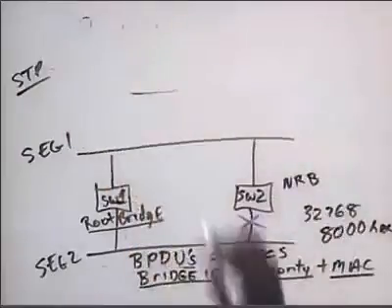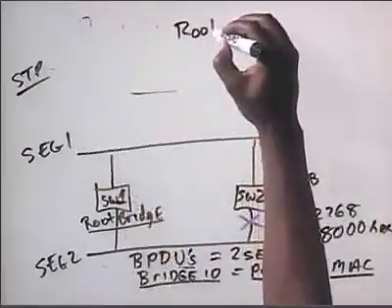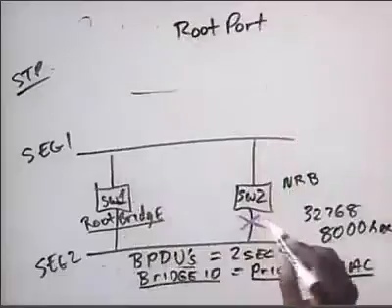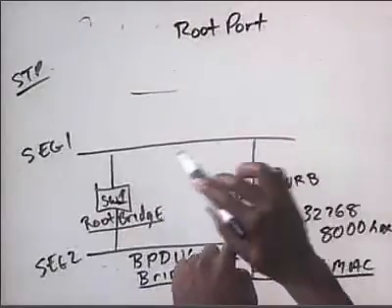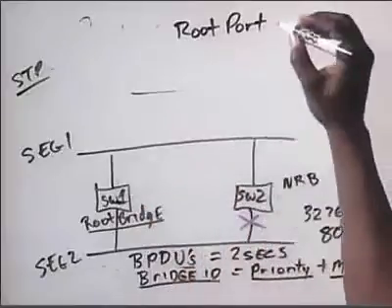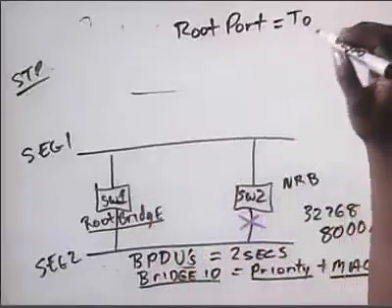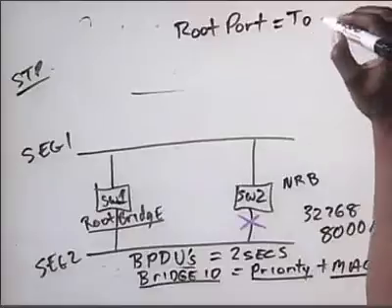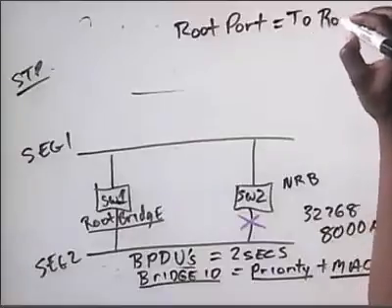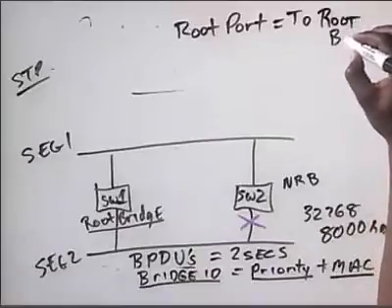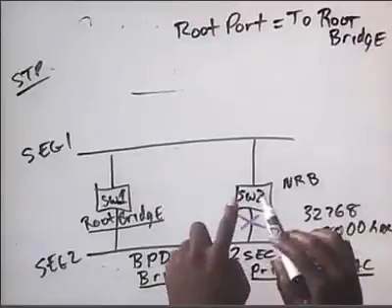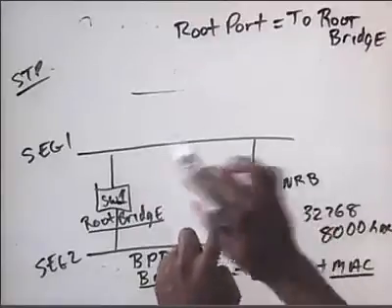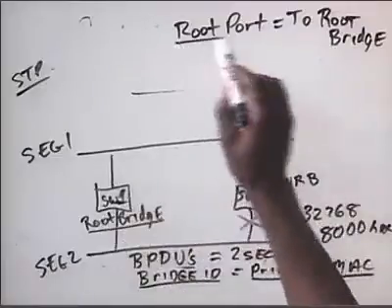The root port is the port on the switch that is going to the root bridge. Now, I'm splitting hairs a little bit, but I'm saying that this is to the root bridge. This is the port going to the root bridge. From this switch, my connection to the root bridge is my root port.